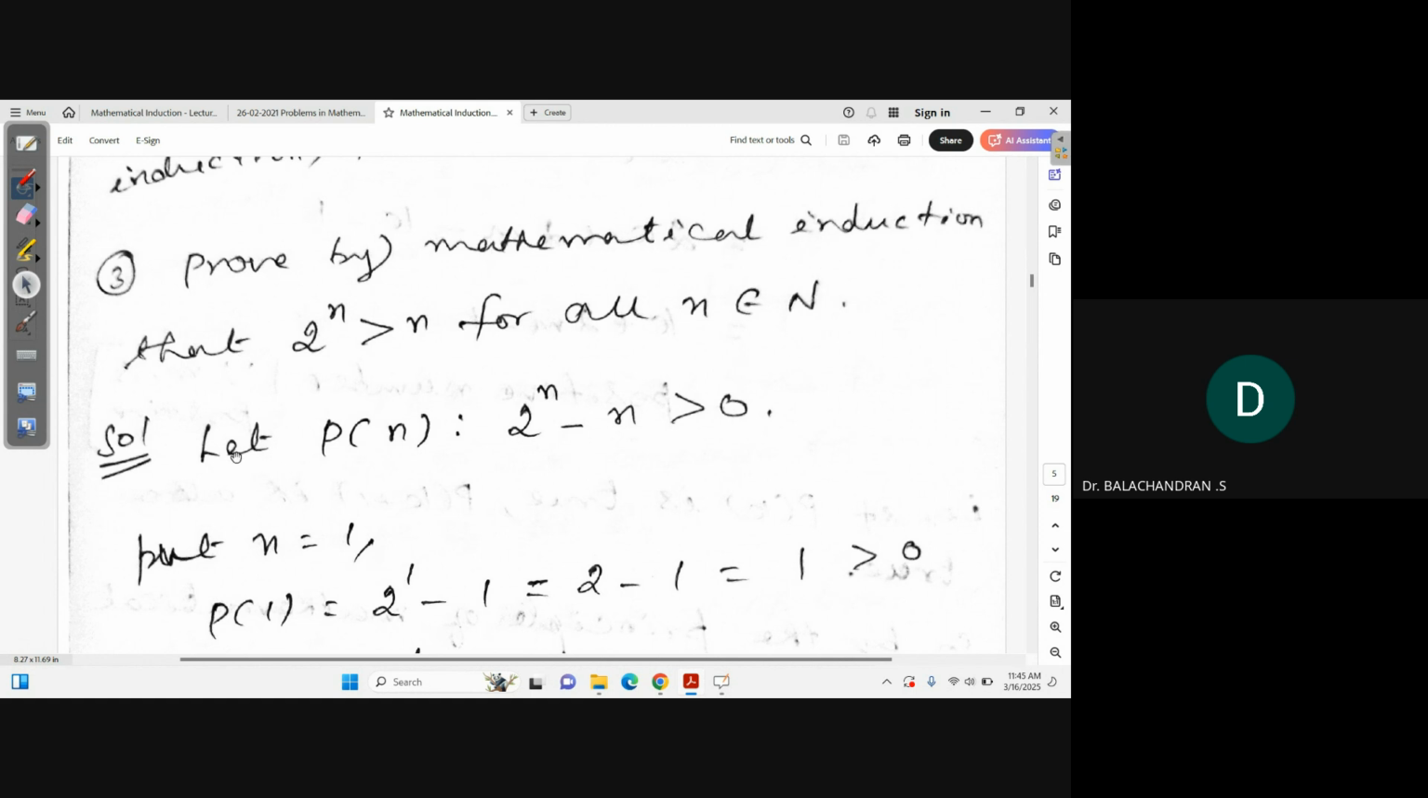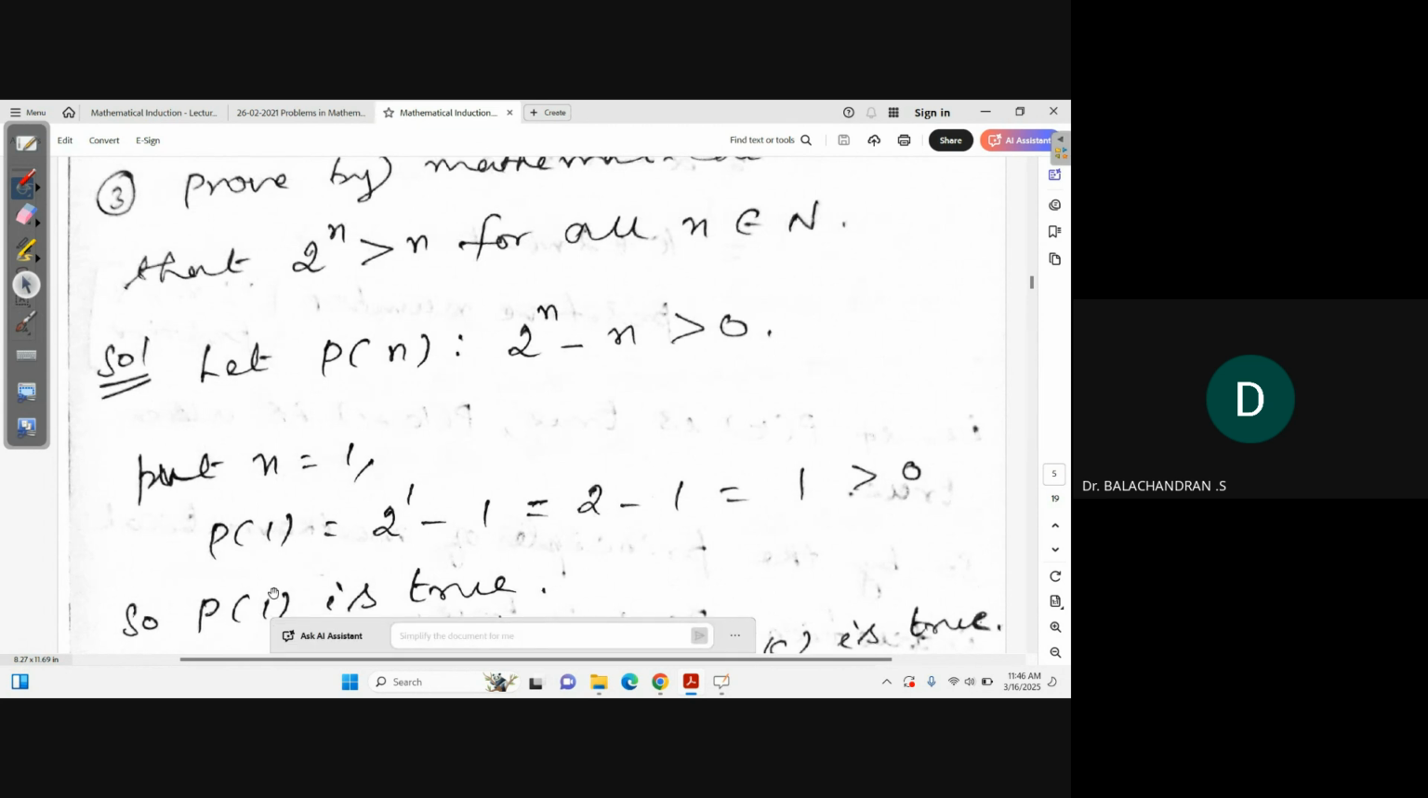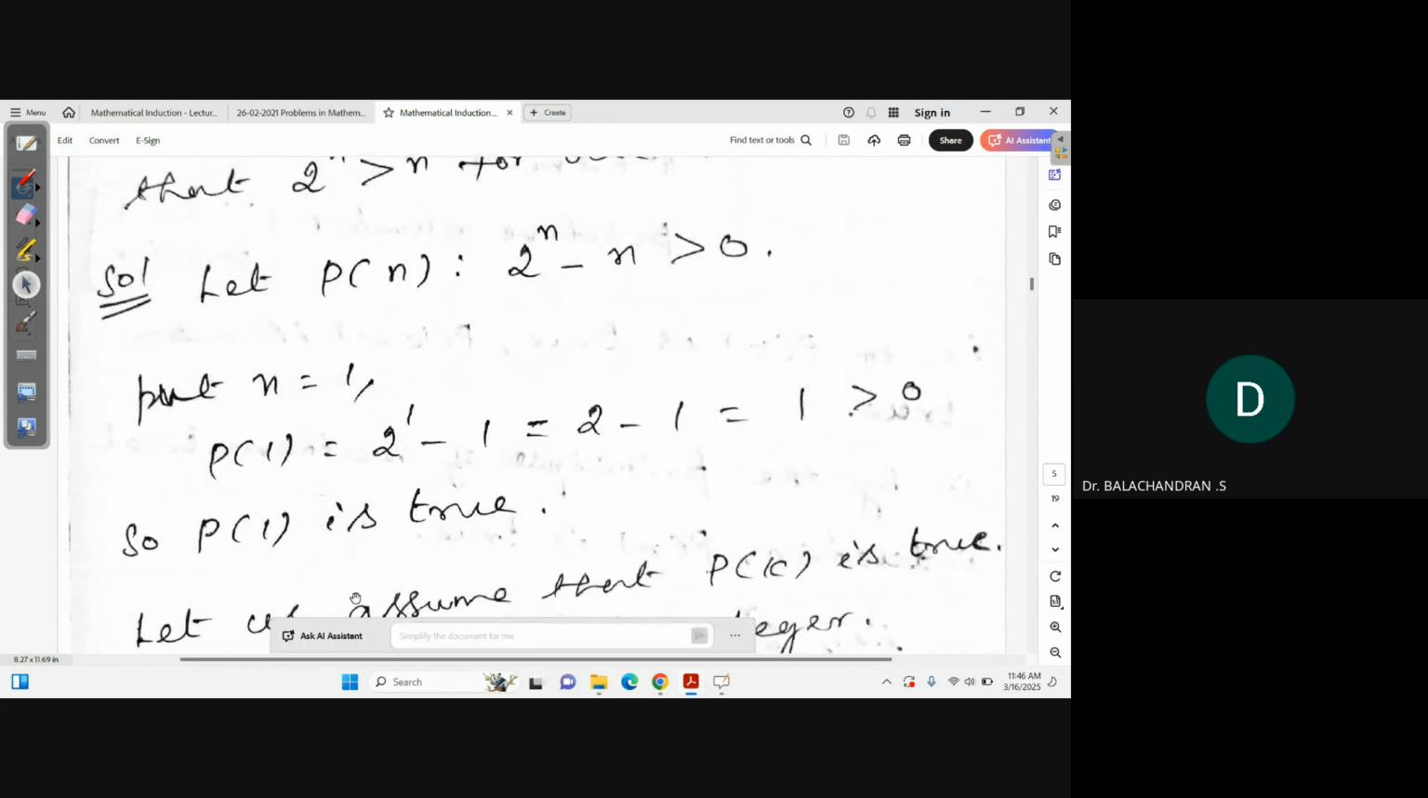Let P of n be 2 power n minus n greater than 0. I'll take this one. For n equal to 1, 2 power 1 minus 1, so 2 minus 1, that is equal to 1, which is greater than 0. So P of 1 is true, we verified this statement for n equal to 1. Now let us assume that for n equal to k, that is, P of k is true.